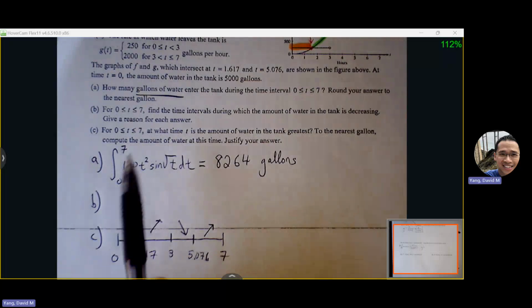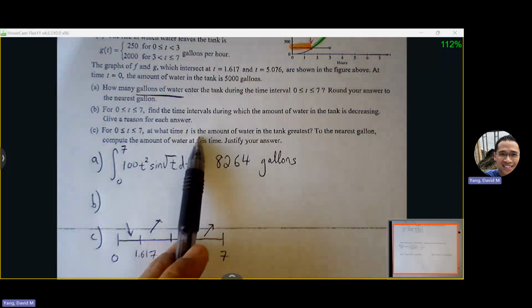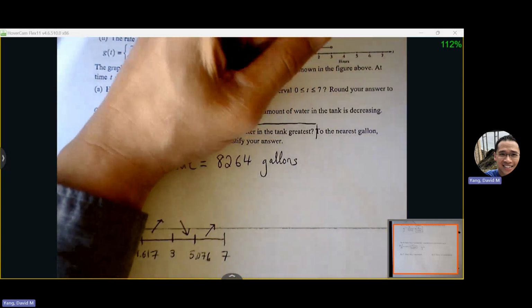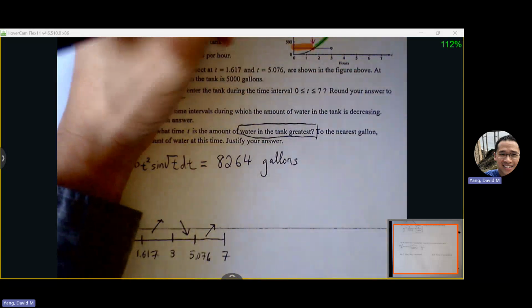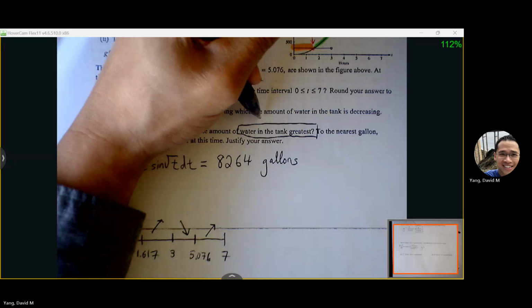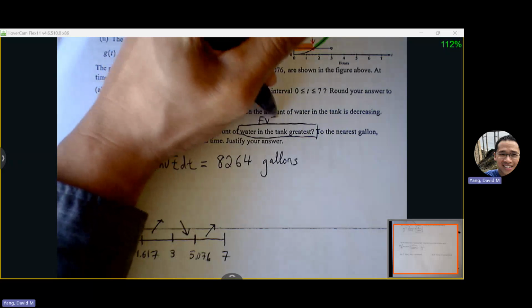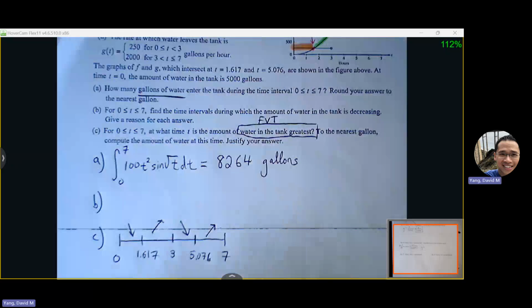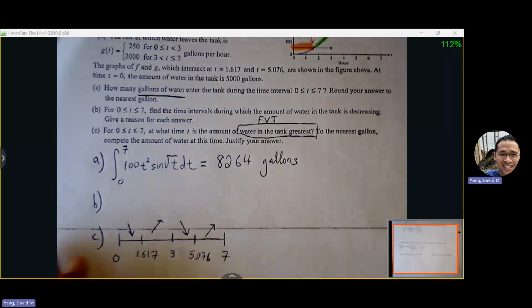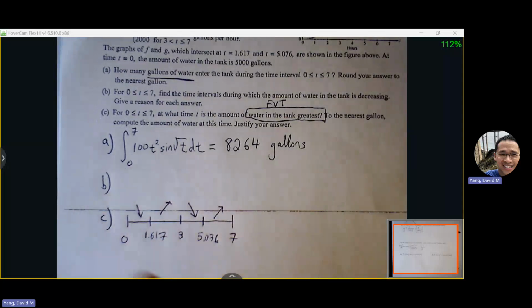All right, part C says between 0 and 7, at what time is the amount of water in the tank the greatest? So this is an application of which theorem here? They're trying to get us to use what? EVT, right? Extreme value theorem, trying to find the maximum, absolute max, absolute min. In this case, we're only asking for absolute max.